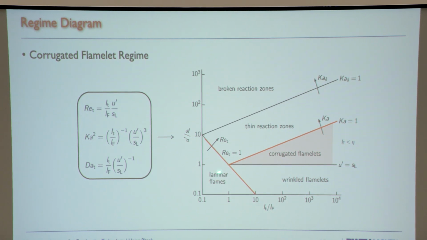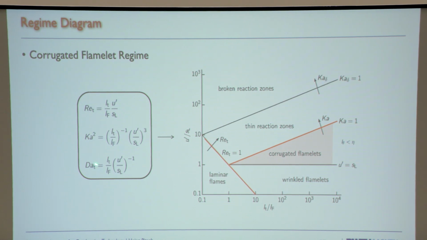In this region, the Reynolds number is smaller than 1, and in this region it's larger than 1. Smaller than 1 means it's laminar, so we call this laminar flames, and all this is turbulent flames. Okay, so that's number 1. Then the Damköhler number is U prime over SL, bringing this to the other side, proportional to LT over LF. That gives you a line with a slope of 1, which is not actually shown here.